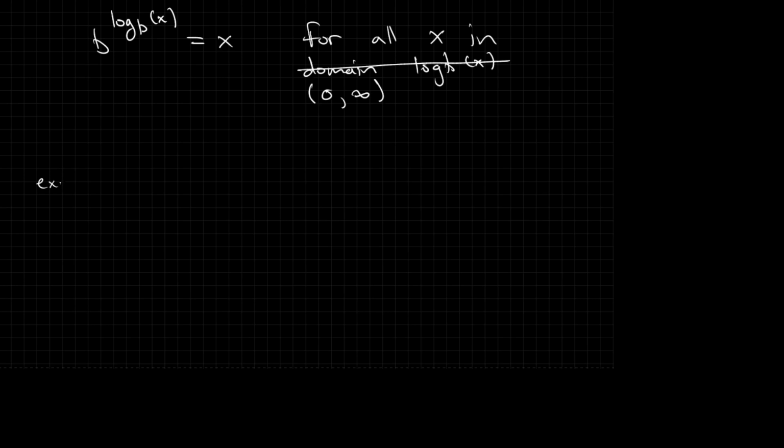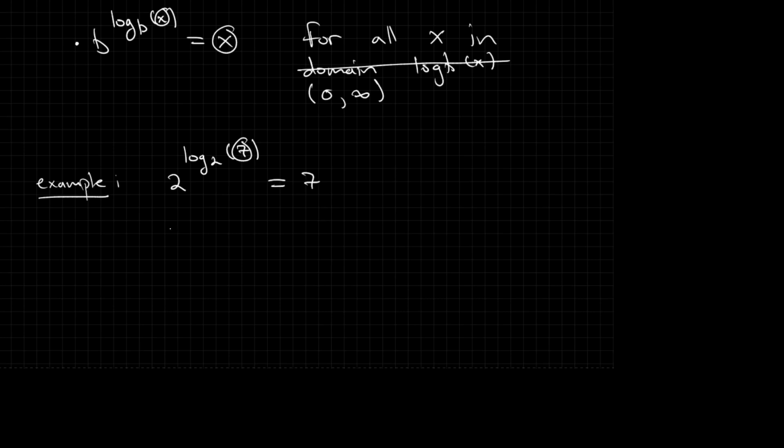So for example, we can evaluate 2 to the log base 2 of 7, even though we cannot evaluate log base 2 of 7 itself without a calculator. We can evaluate 2 to the log base 2 of 7 using this second property here, that b to the log base b of x is x. So whatever is here will be the answer. This will be equal to 7.